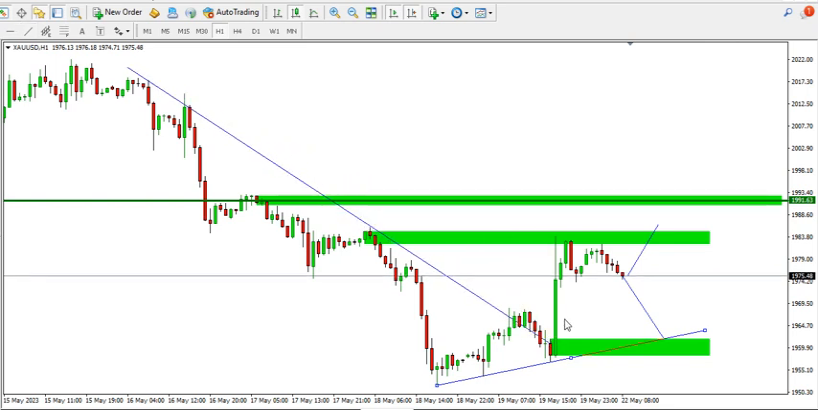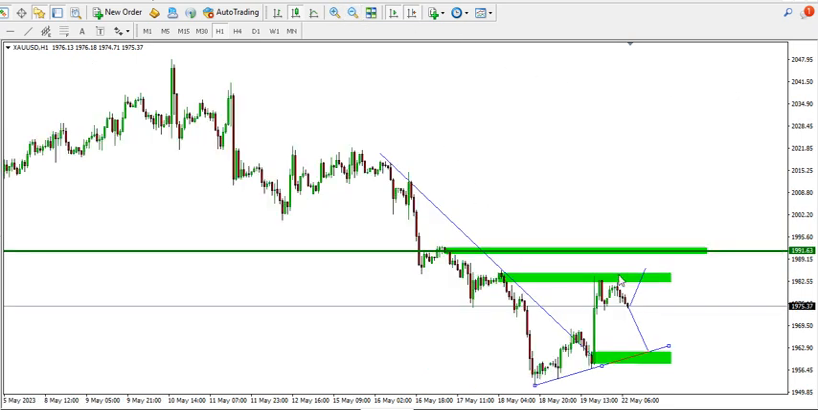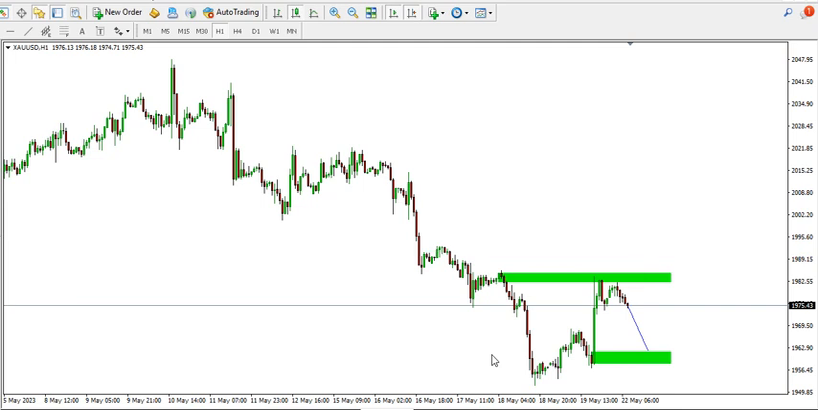But the overall trend on the 1-hour time frame is still bearish. We might see something like a bullish push to the top side, but if that fails, we will expect price to drop and the overall trend to continue, which is the bearish trend. Okay, that's that for the 1-hour time frame.